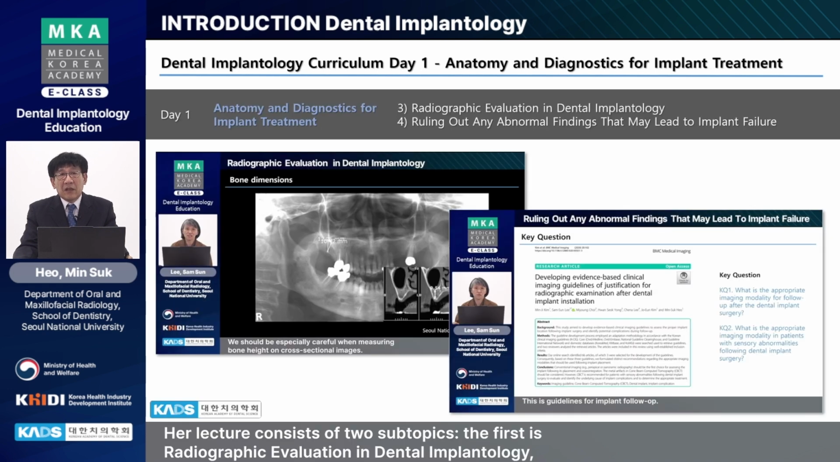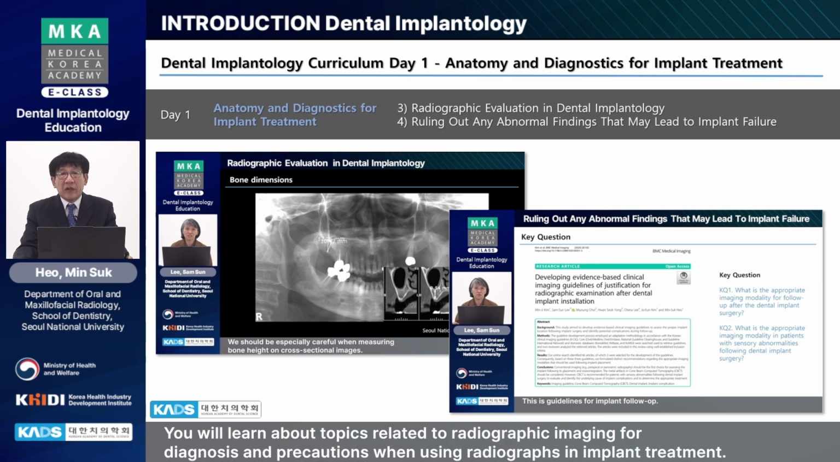Her lecture consists of 2 subtopics. The first is radiographic evaluation in dental implantology, and the second is ruling out any abnormal findings that may lead to implant failure. You will learn about topics related to radiographic imaging for diagnosis and precautions when using radiographs in implant treatment.